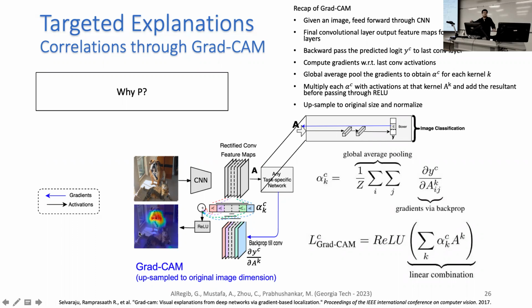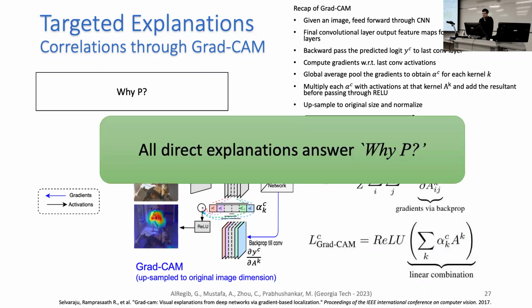We then increase the size back to the dimensionality of the image itself, and this is what it is going to look like. So this was GradCam that we did before. Now, all direct explanations are basically answering this kind of a Why P question. So GradCam does it, and the same thing goes for interventions based on saliency and all these other things we saw, like guided backpropagation, all of them that we saw last time.